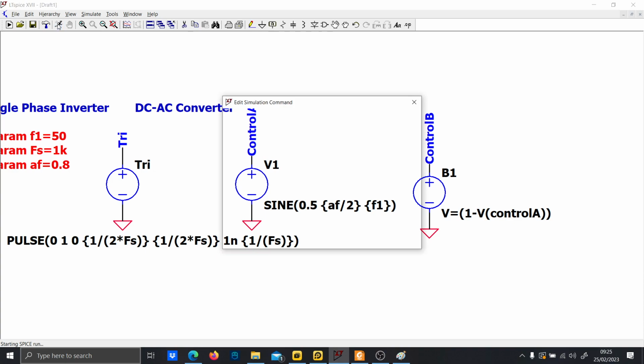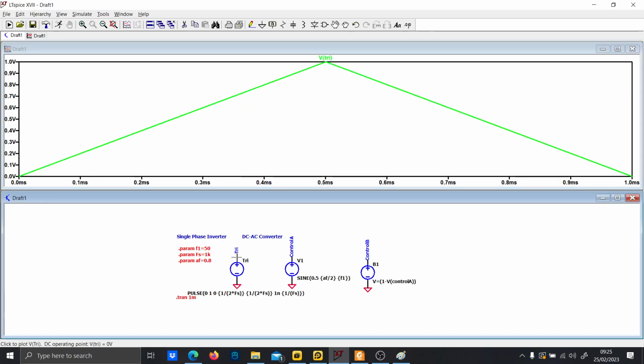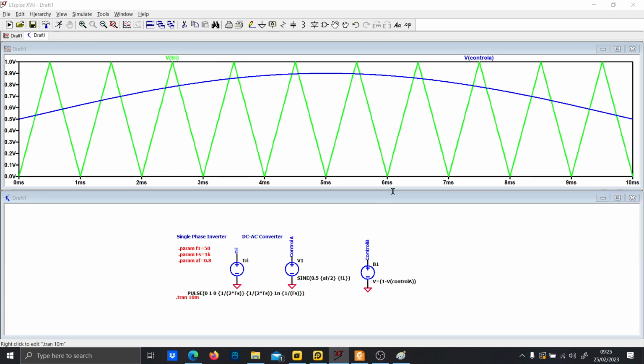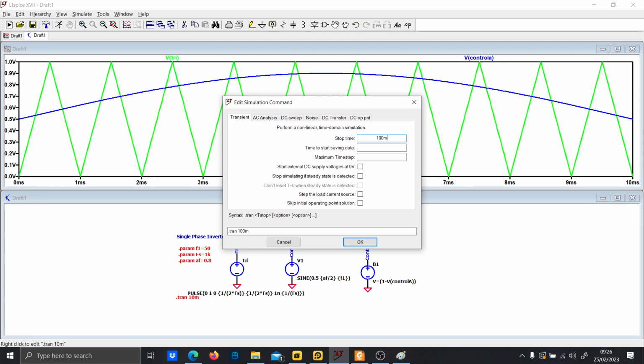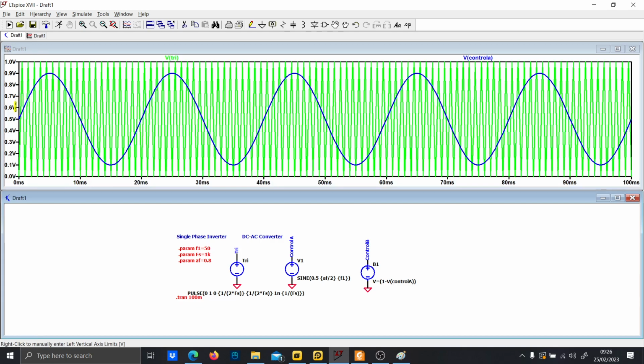Now let's run the simulation for at least 1 millisecond and let's see the results. So here we have the triangular waveform, so let's use 10 milliseconds instead. And these are the two sinus of 50 Hz. Let me put at least 100 milliseconds. Okay, so as you can see, this is the triangular waveform, and this is the control A, and this is the control B.